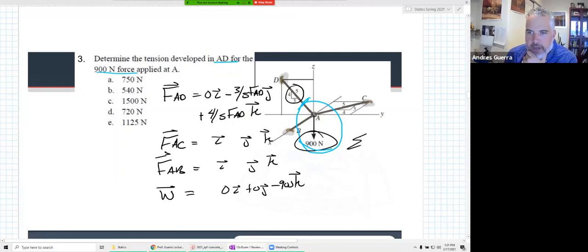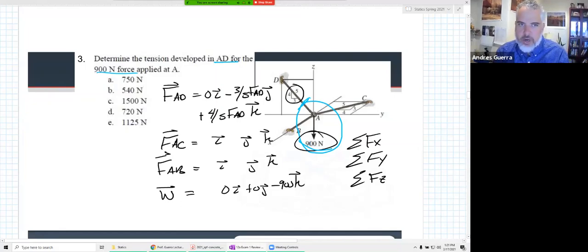Because then we say, well, which equilibrium equations do I need? Do I need sum of force in the X? Do I need sum of force in the Y? Do I need sum of forces in the Z direction? And so we can handle 3 unknowns when we're in 3D. And it's even more important that we can pick which one we're going to use first, second, and third.